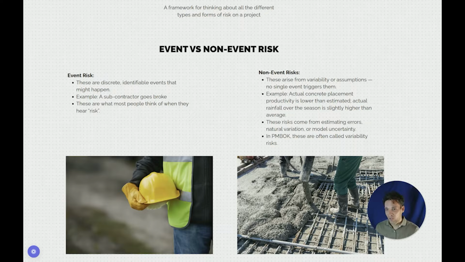And these are critical to understand on construction projects because they exist everywhere. For example, our actual concrete placement productivity is lower than expected, our actual rainfall is much higher than what we thought it would be, or our production rate for trenching is different to what we planned. These sources exist everywhere and they describe all the different assumptions we need to make. Now, we try to improve the accuracy of our assumptions, but at the end of the day, through our estimate, through our schedule, there are assumptions built into these, and these sorts of non-event risks exist everywhere. In the PMBOK, these are called variability risks.